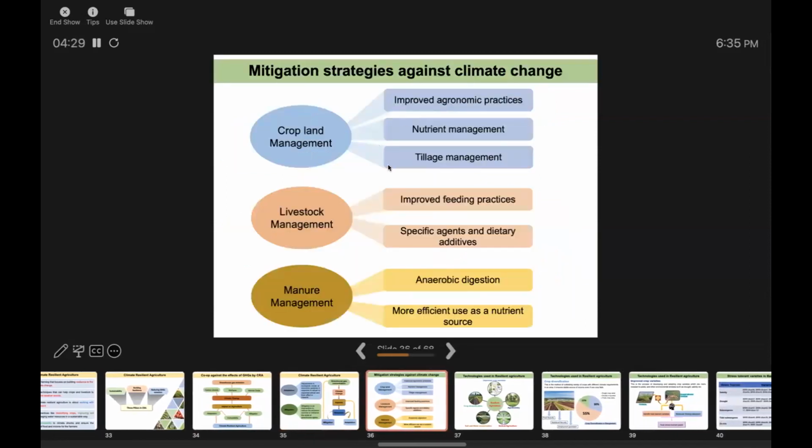For mitigation strategies against climate change, there is cropland management, so we can manage our crop fields in different ways, and also livestock management, through feeding practices and dietary additives. We can also initiate manure management to maintain the good health of the soil. We think about how we can maintain our productivity from the soil, even when soil health is degrading.